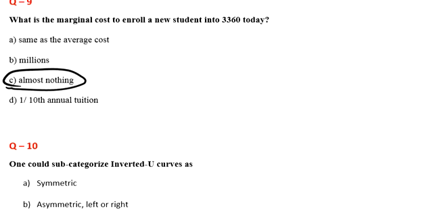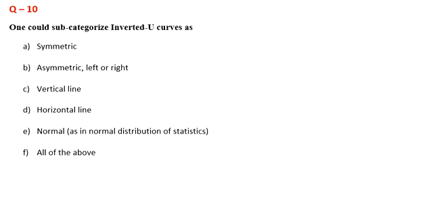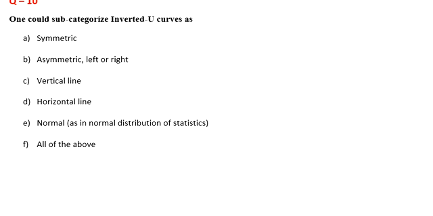Question number 10. One concept: categorize the inverted U-curve. It is symmetric from left to right, vertical line, horizontal line, yeah, so it's all of the above.